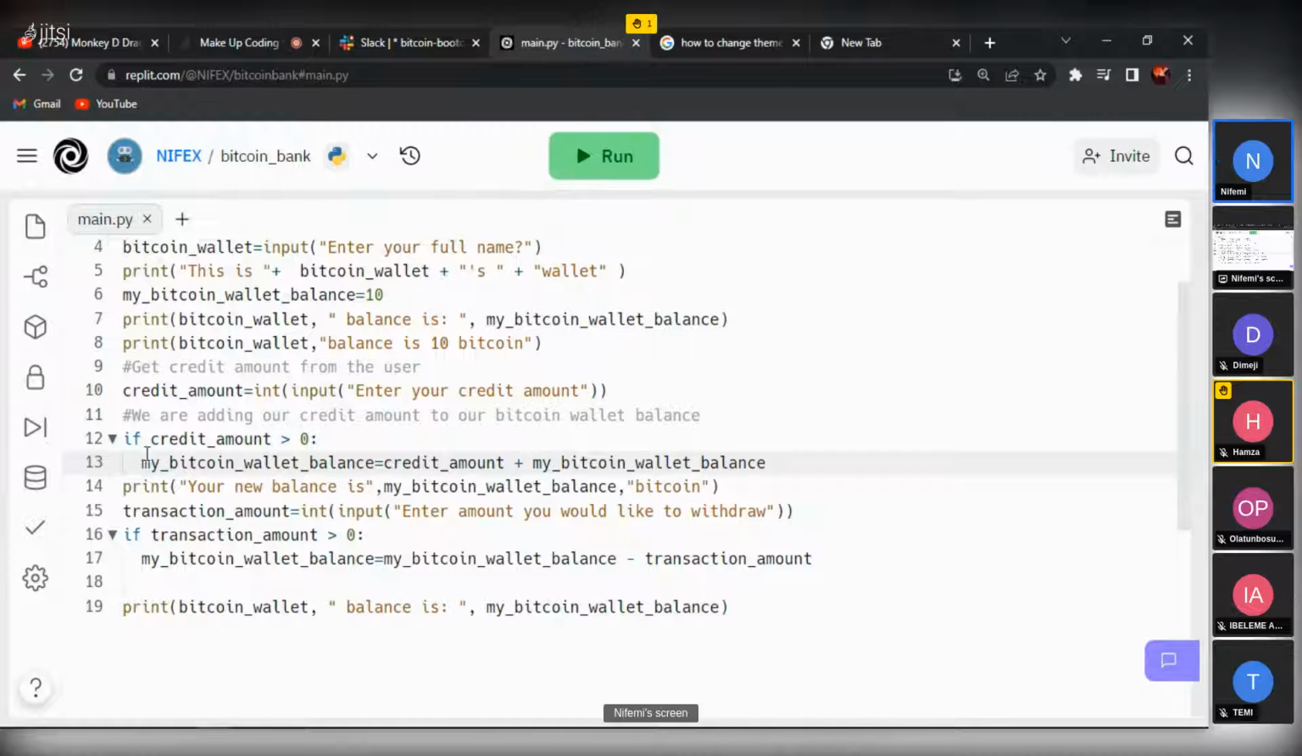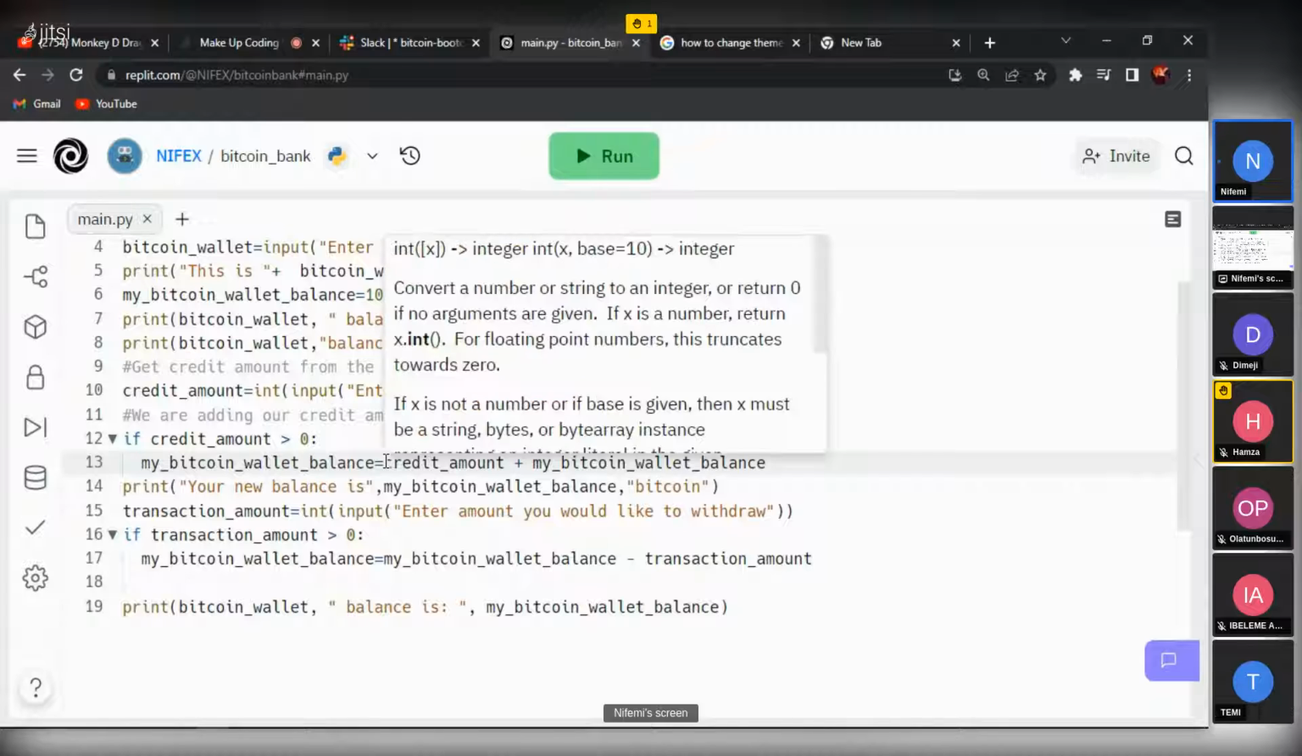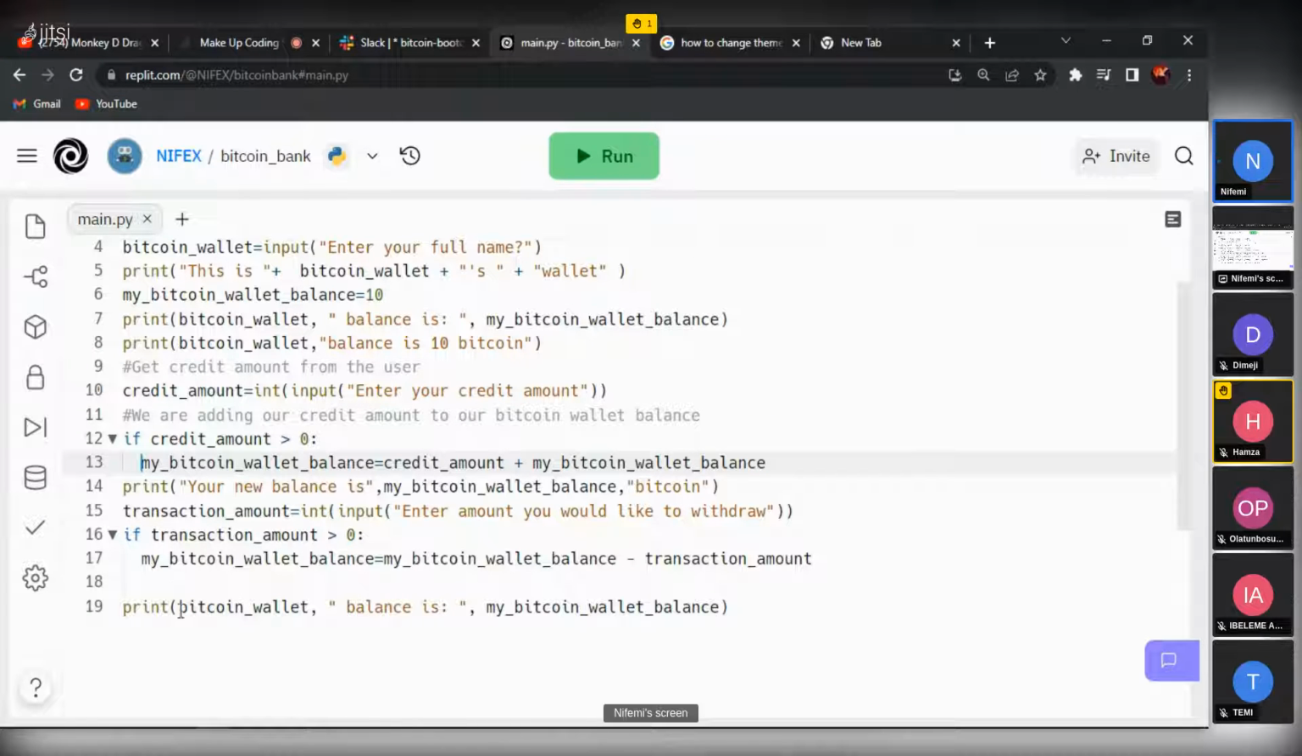That's why we used the same variable here. And in programming, what is typed on the right is what is going to be executed first, like Mr. Dimeji said yesterday night. Then print your new balance, my_bitcoin_wallet_balance, then Bitcoin. The number that we get from adding credit_amount and my_bitcoin_wallet_balance is what is going to be here.